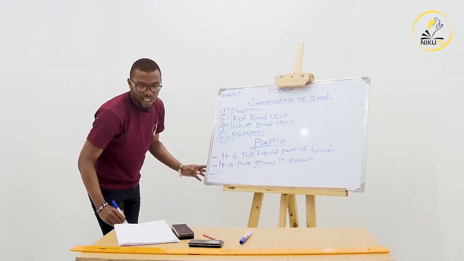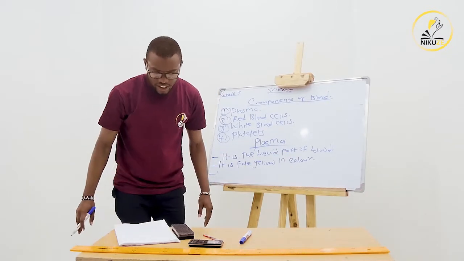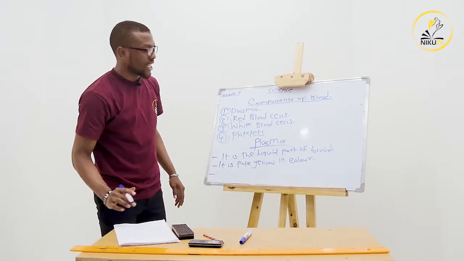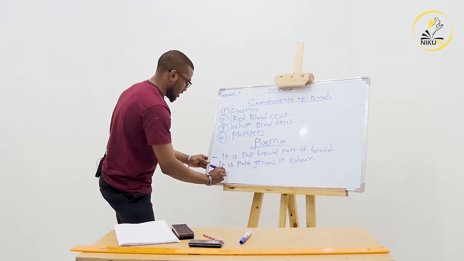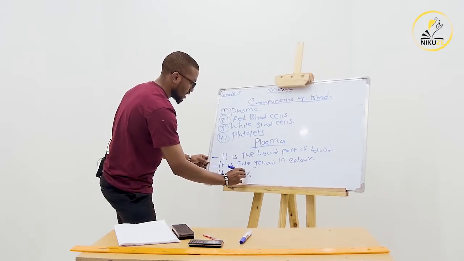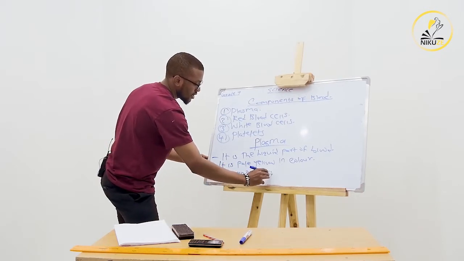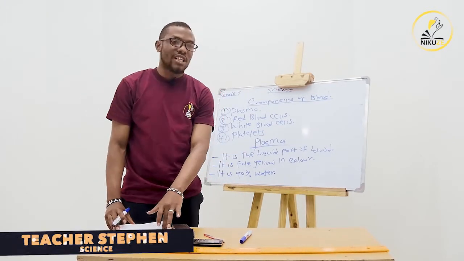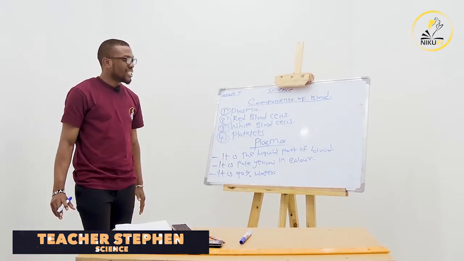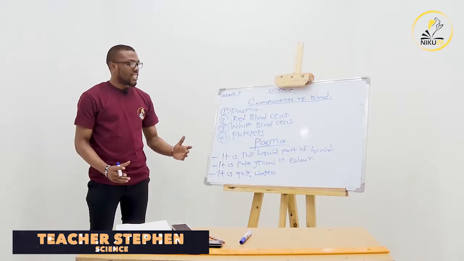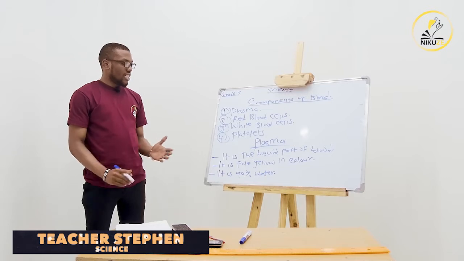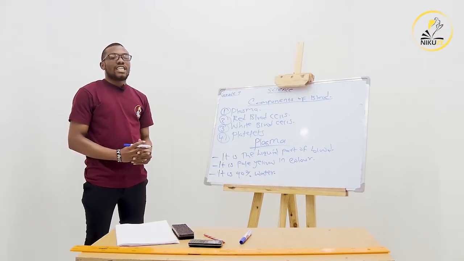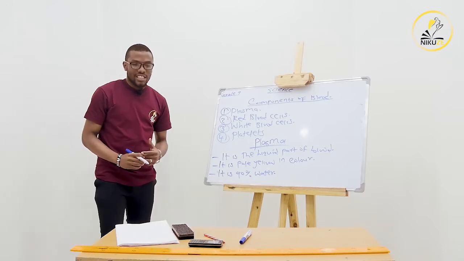Number 3, about the plasma. It is 90% water. Remember, it is 90% water. So these are the 3 things that you should know. Take note of them. Number 1, it is the liquid part of blood. Number 2, it is pale yellow in color. Number 3, it is 90% water, and it is also the largest part in the blood.